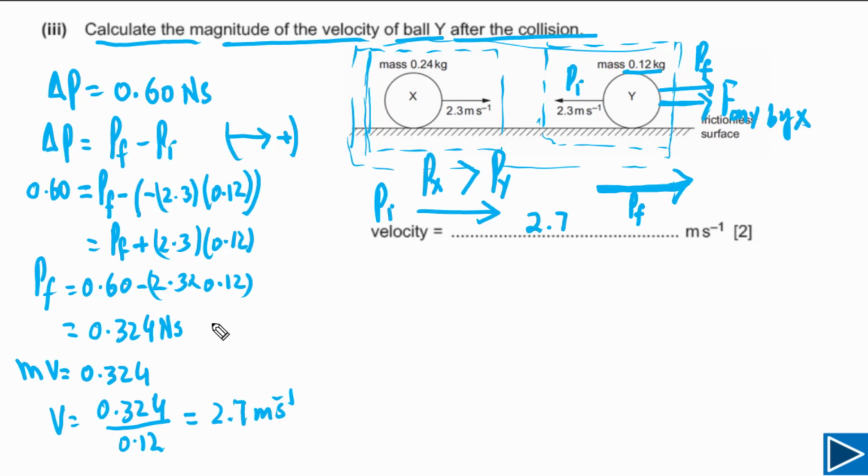This question has 2 marks. If you have got final momentum right, you will get 1 mark, and this is C mark. And if you got the right value of the velocity, you will get the second mark.